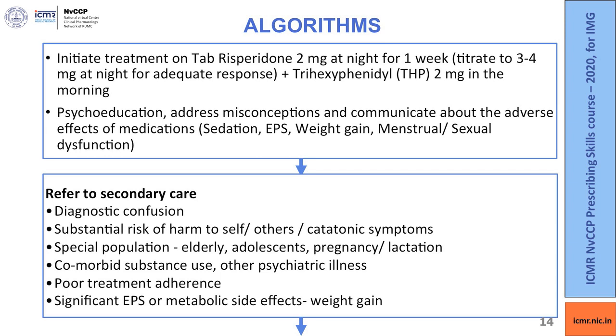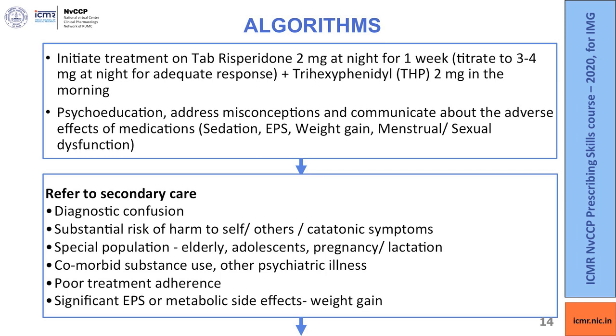So, what are the treatment algorithms? Now, remember, this is a patient whom we need to treat, and we will start the treatment with tablet risperidone 2 mg at night for 1 week, which will be titrated higher up to 4 mg. In addition to this, because risperidone causes extrapyramidal manifestations, we will start the patient concomitantly on trihexyphenidyl 2 mg in the morning. This patient requires psychoeducation to address misconceptions and communicate about adverse effects of medications like sedation, risk of extrapyramidal manifestations, weight gain, menstrual and sexual dysfunction.